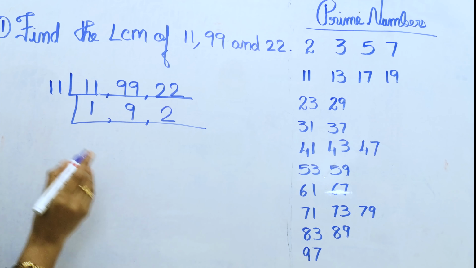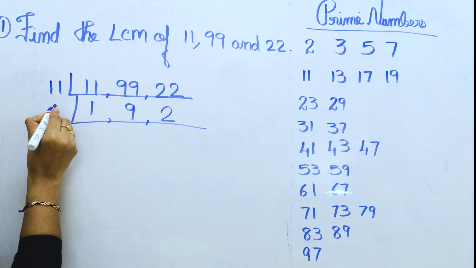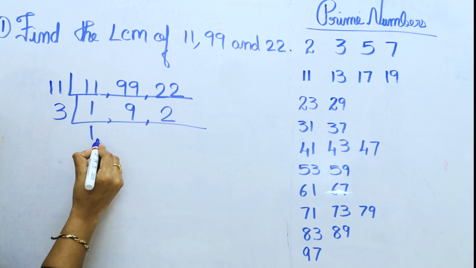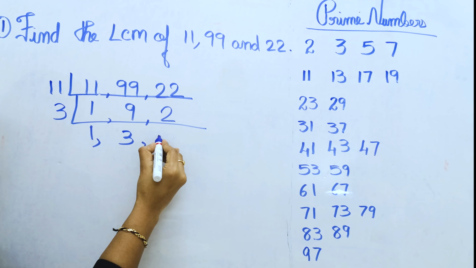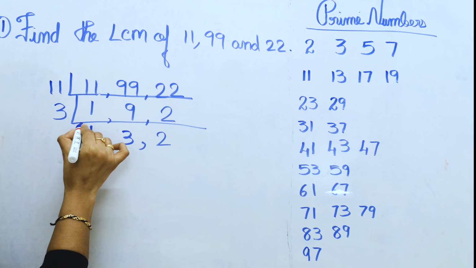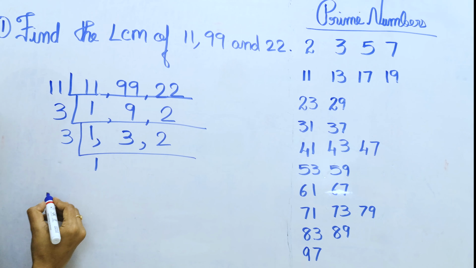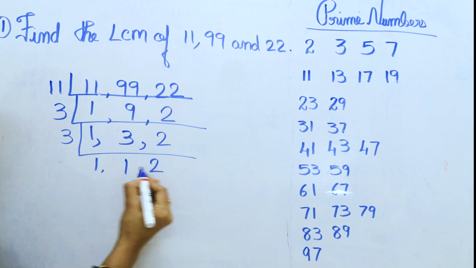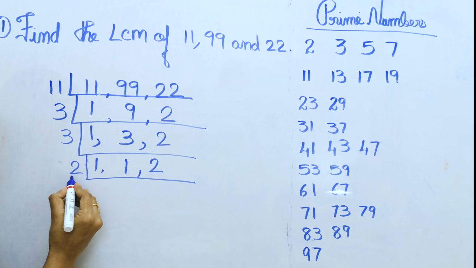Or you can continue the problem until you get 1. So I am continuing the problem. Here I am writing 3. 3 divides 9, so you can keep 1 here, already solved. Then 3 3s are 9. 2 is not divisible, so you can keep 2 down. Next, again 3. 3 1 here, 3 1 here, 3. Then 2 again, you can keep down because 2 is not divisible by 3. 2 is divisible by 2 only.